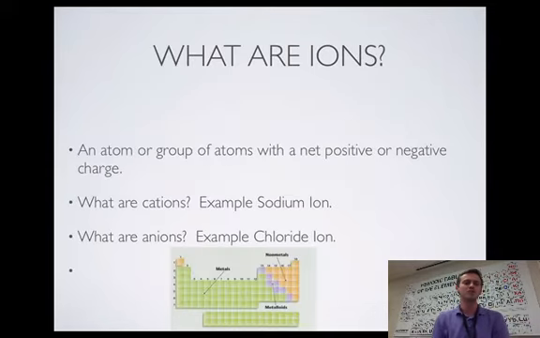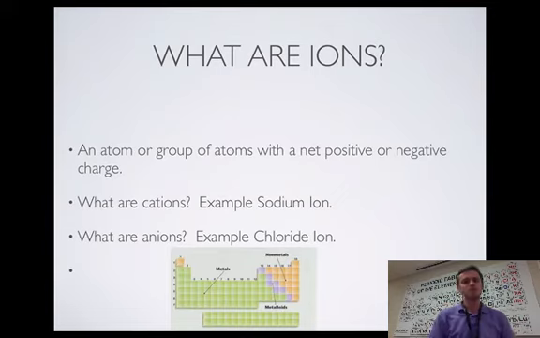Okay, so to start we need to review something that you should have learned in middle school, and that is, what is an ion anyway? An ion is an atom or group of atoms with a net positive or negative charge. We know that protons have a positive charge and electrons have a negative charge. Usually, and in what we've talked about so far this year, your number of protons is equal to your number of electrons, and because of that you have a neutral atom. It has no charge.